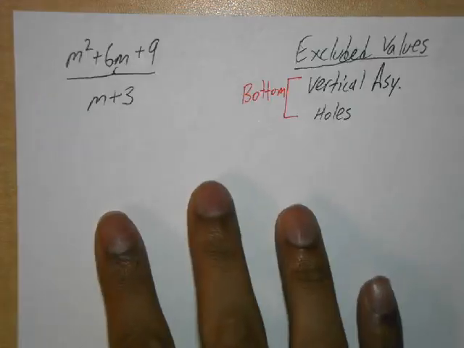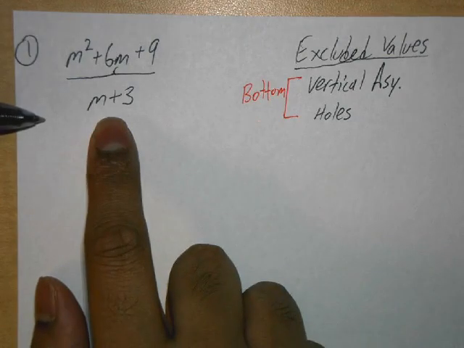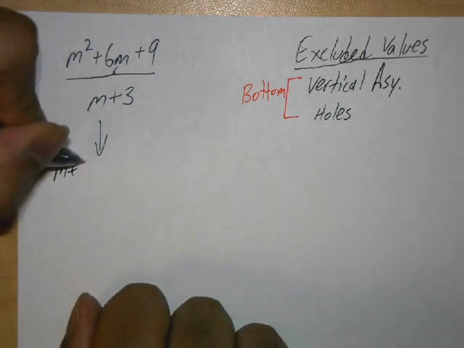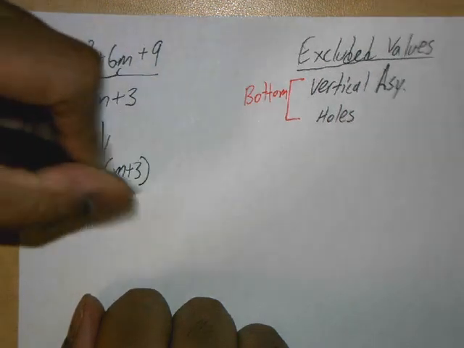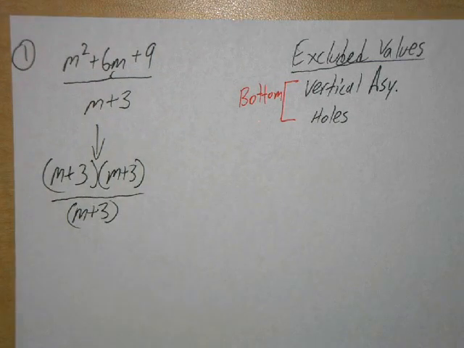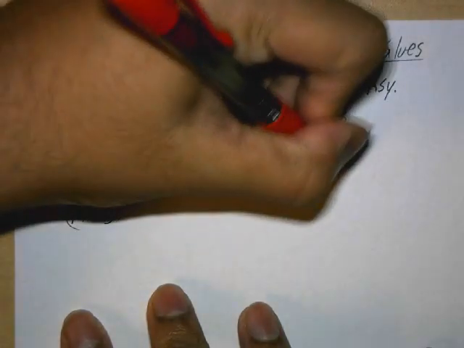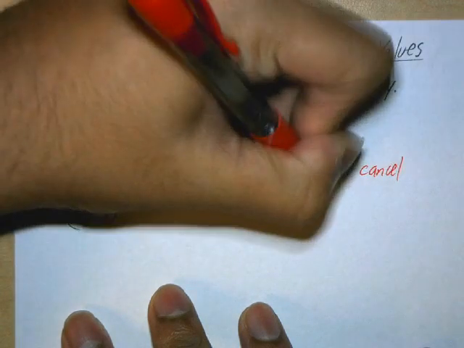So in this example, this is number 1, and we see m plus 3 on the bottom. Let's go ahead and start by factoring this. So we've got m plus 3 times m plus 3 over m plus 3. So this is factored out now. Before I cancel, I'm going to want to figure out what my excluded values are. So let's make a note of that: before you cancel, do the excluded values.